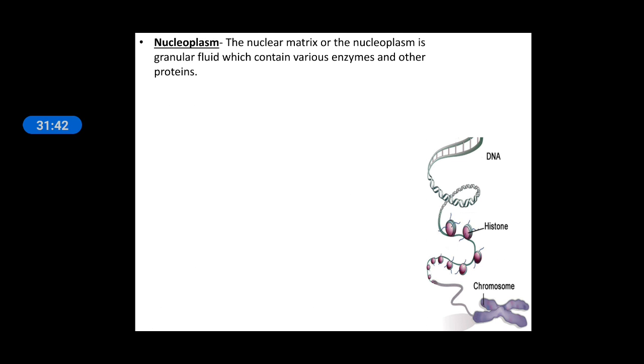Nucleoplasm. This is the nuclear matrix or the nucleoplasm, and it is granular. It is made up of granular fluid which contains various enzymes and other proteins.